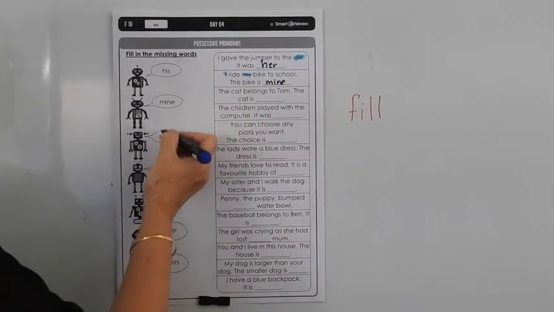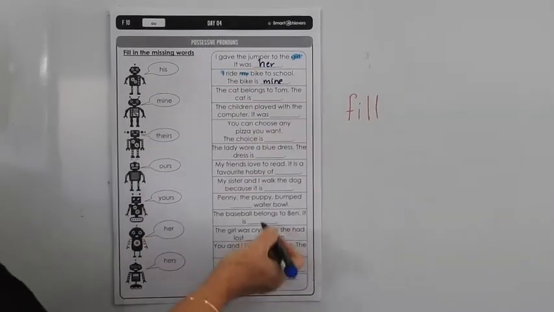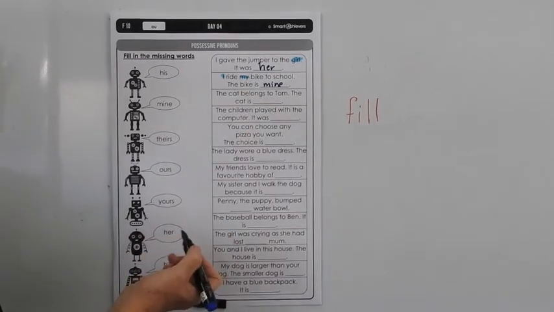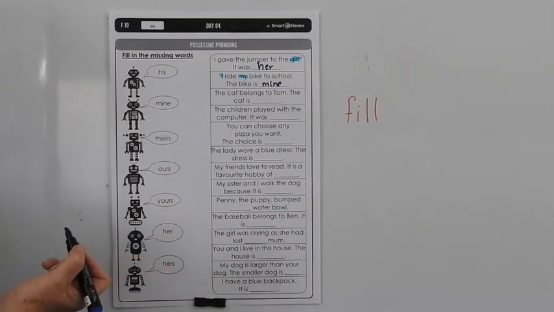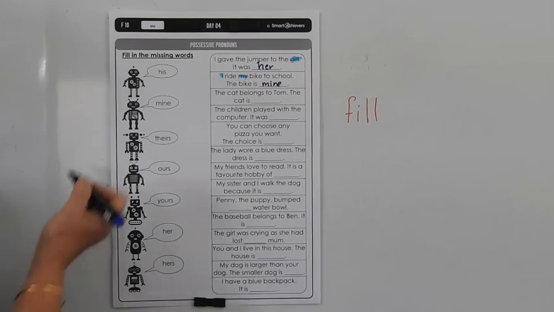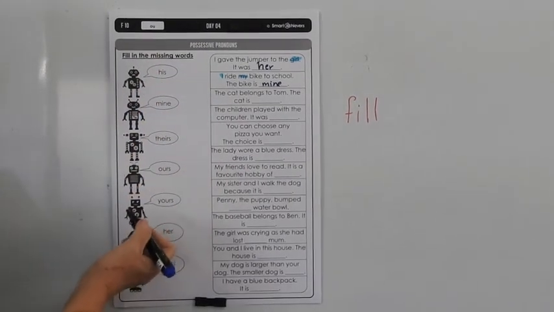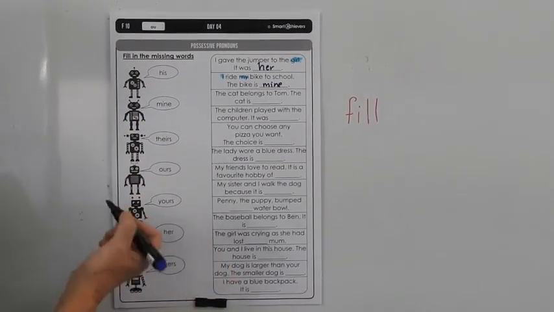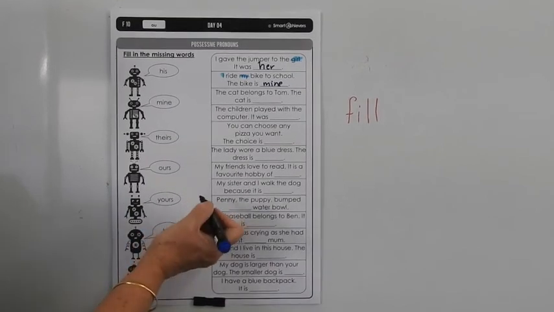So you've got to use these words to finish these sentences. But think about who we're talking about. Think about the person or the thing that we're talking about. It might help you to work out which word to use. Is it one person or more than one person? So think carefully about this one.